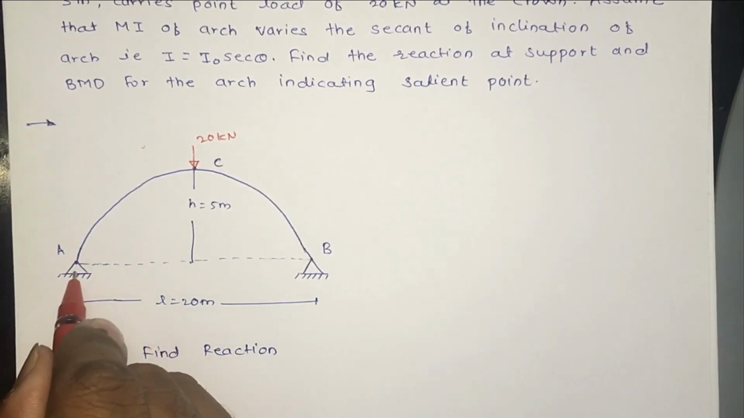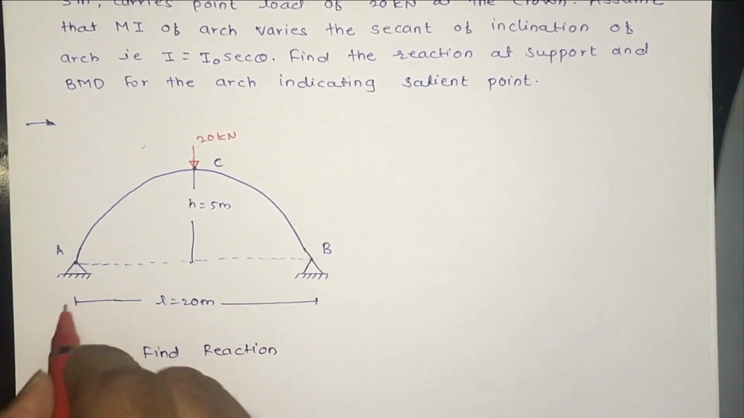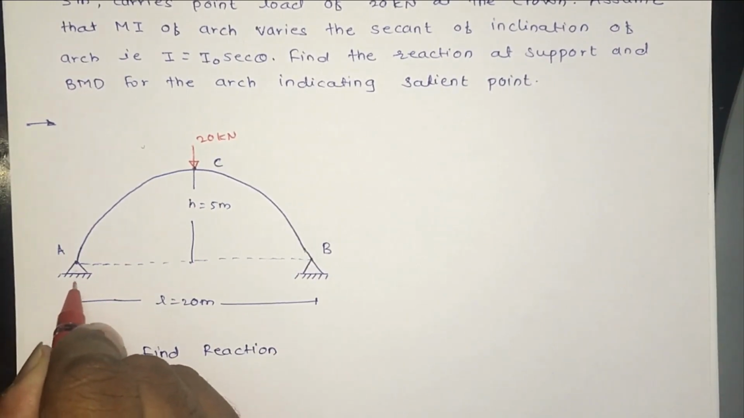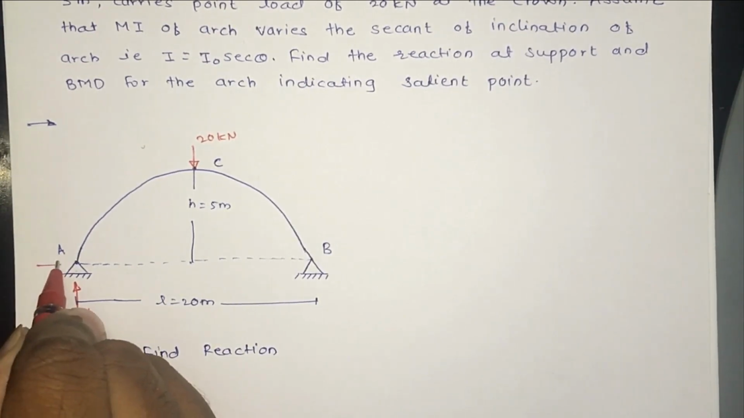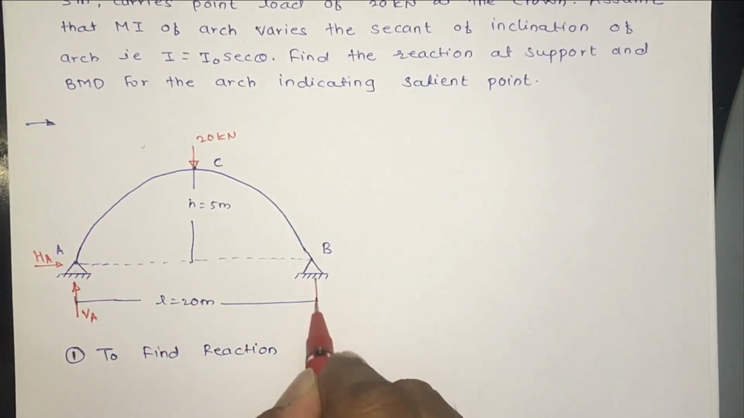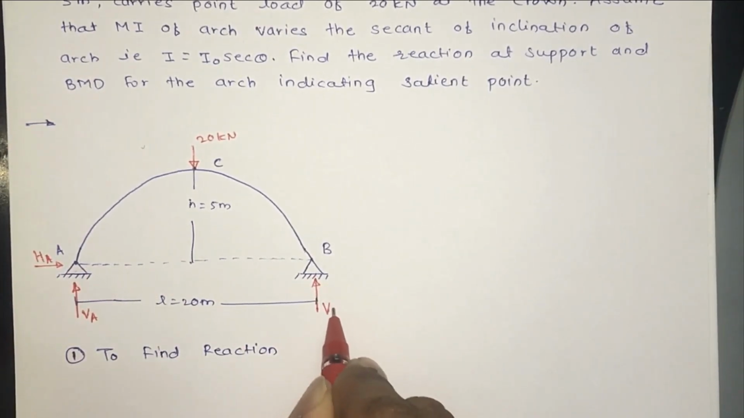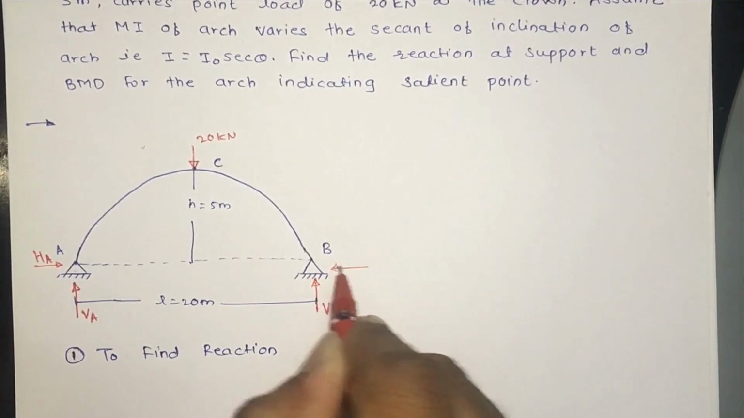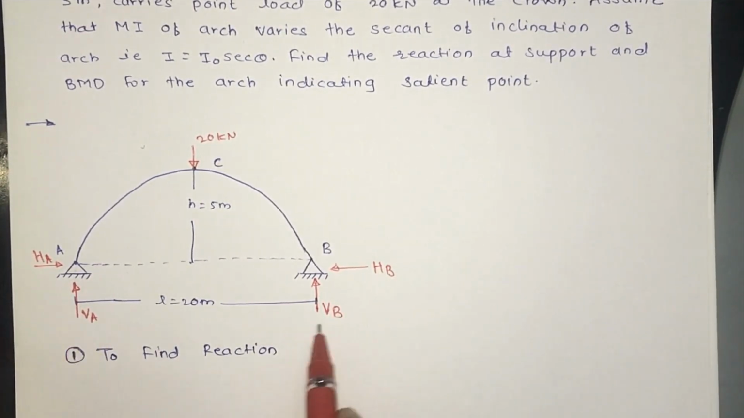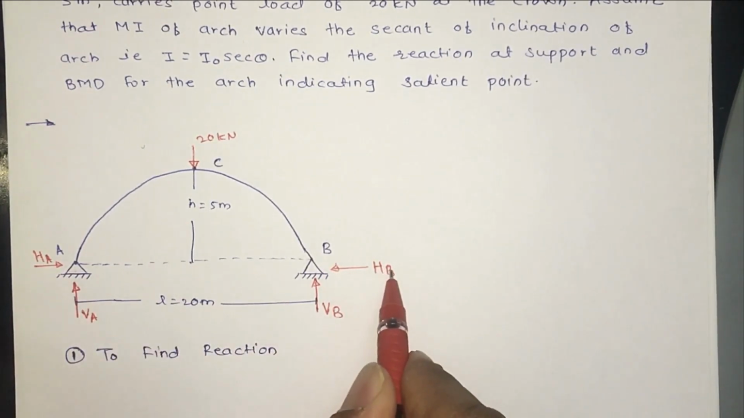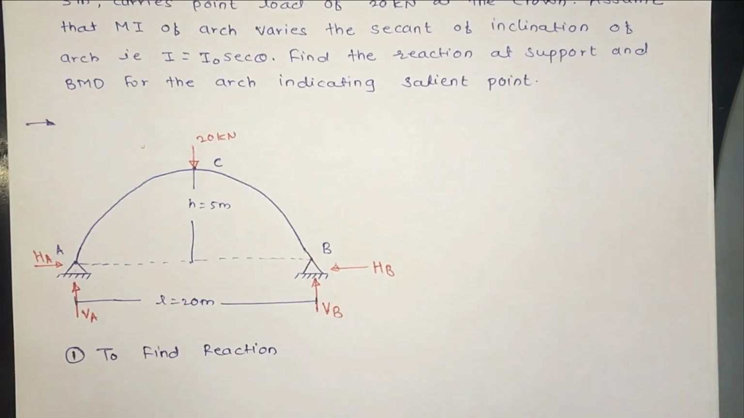So here is one hinge point and here is another hinge point. At the hinge point there are always two reactions generated, one in the vertical direction and another in the horizontal direction. Similarly at B point also there is one vertical reaction and one horizontal reaction. Now we have to find out VA, VB and HA and HB. So let's start.